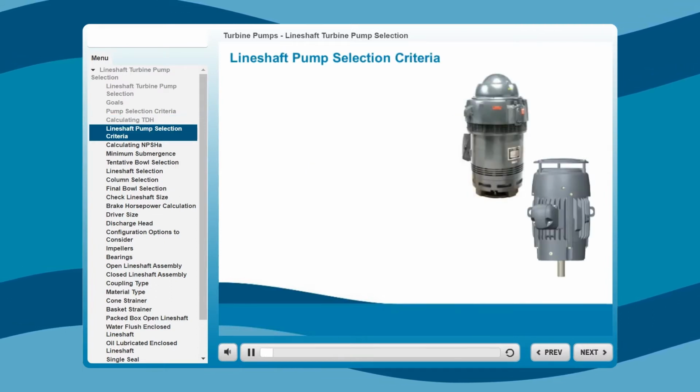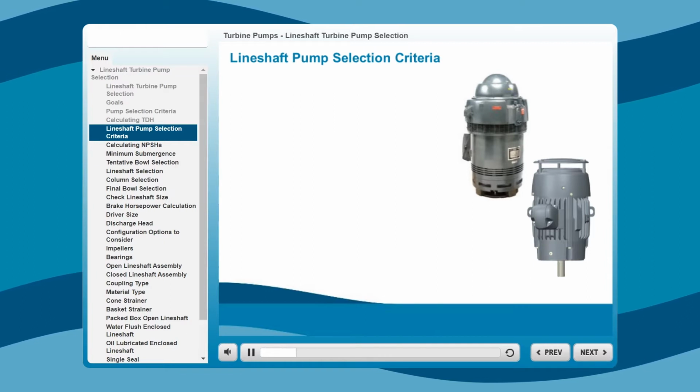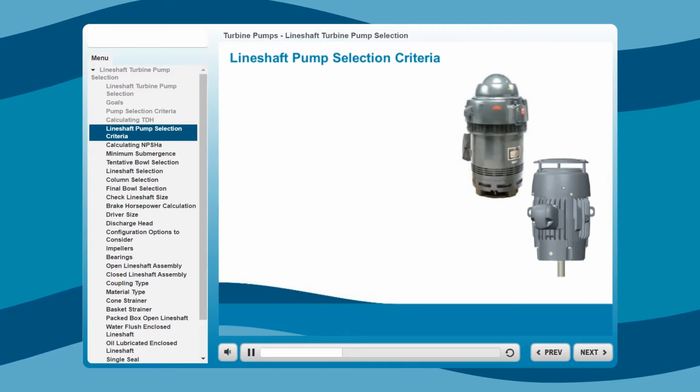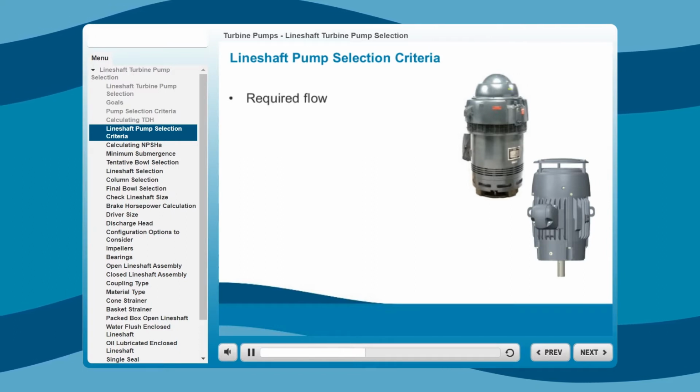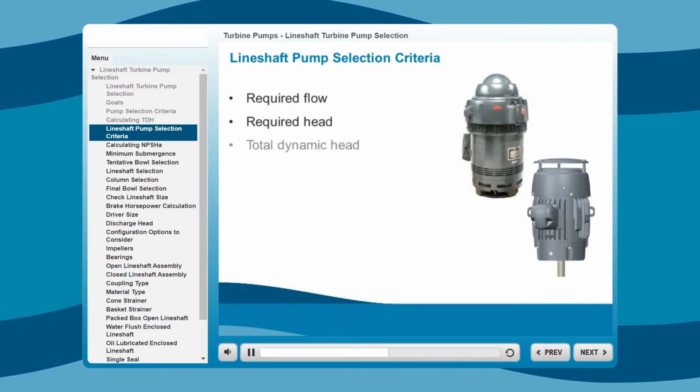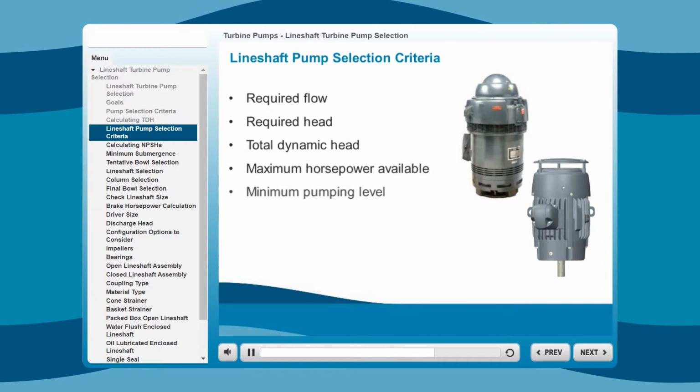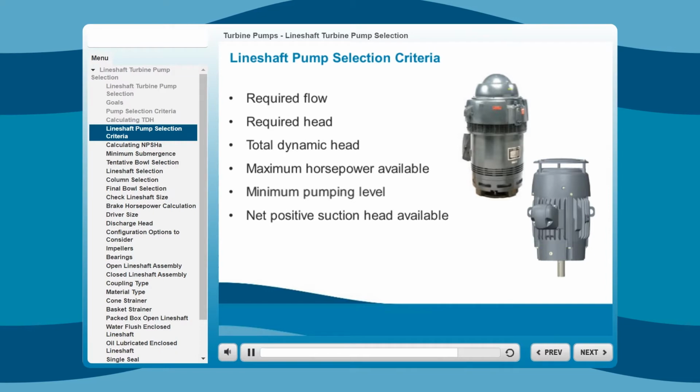You have multiple pump choices to meet your needs. What are some things we need to think about to make the best choice? We need to consider required flow, required head, total dynamic head, maximum horsepower available, minimum pumping level, and net positive suction head available, or NPSH.